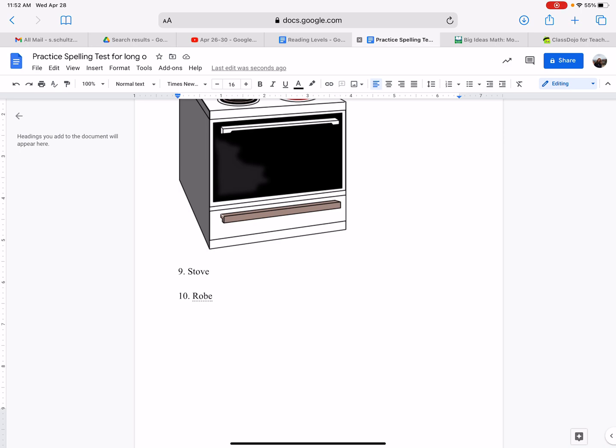Okay, so your first word for your bonus words is going to be expand. As I filled up the bathtub, the water expanded. Expand.